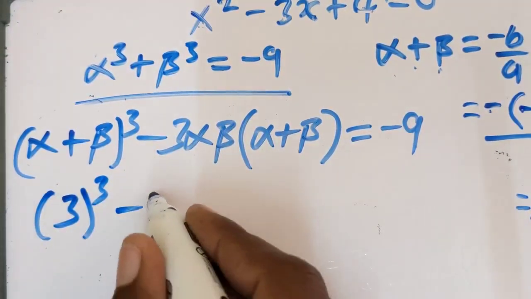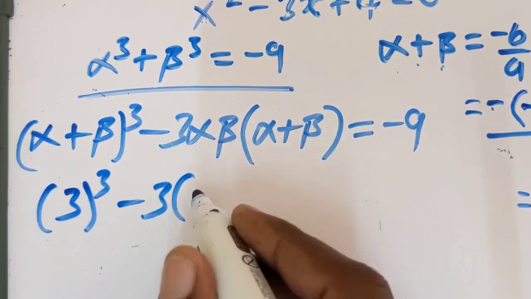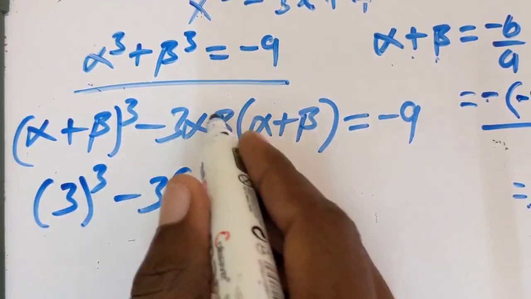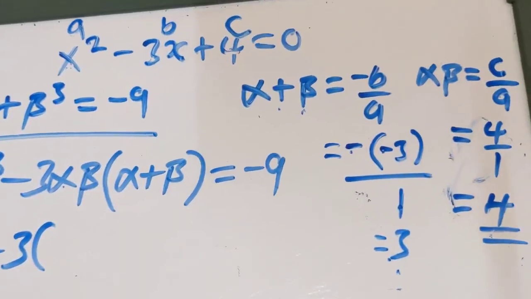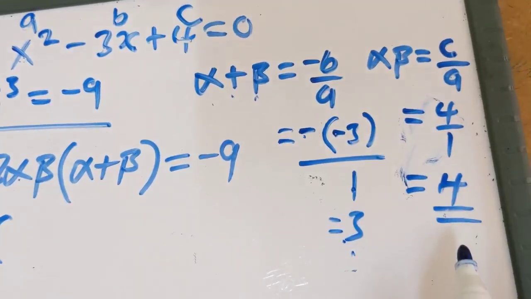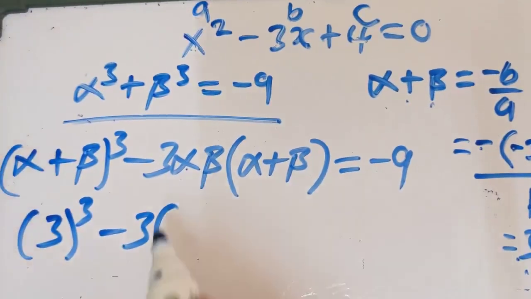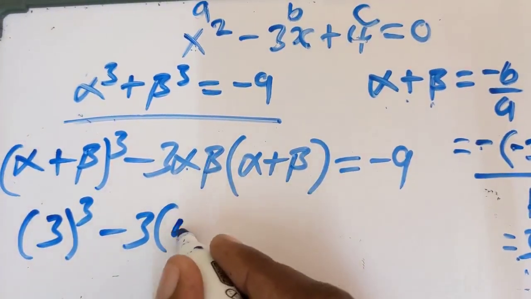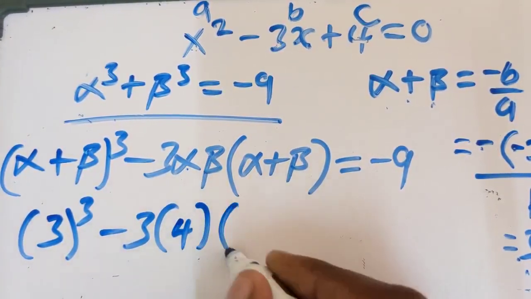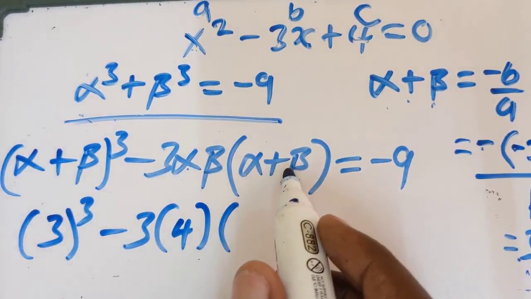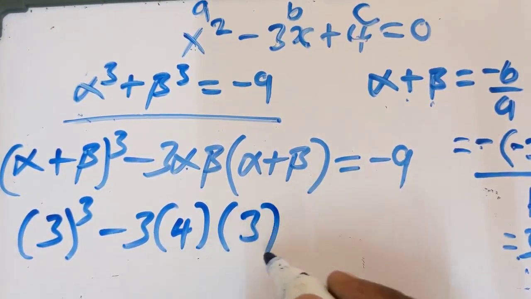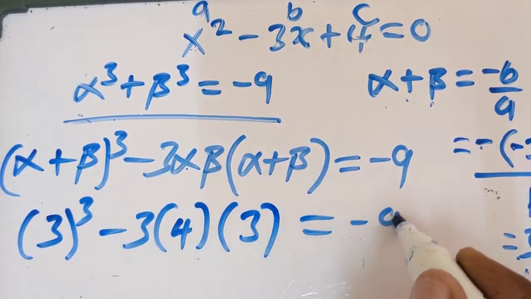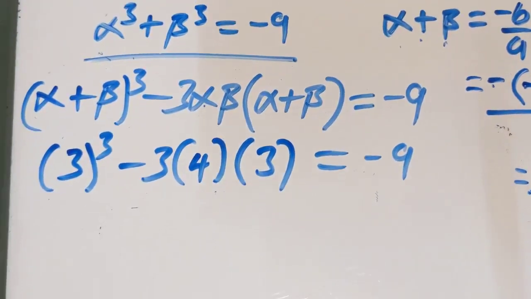Then minus 3 open bracket. What is this? This is alpha beta. Alpha beta, we have said that it is 4, so let's put 4 here. Then multiplied by, this is alpha plus beta, which is 3. We have said that it is 3. So it is equal to negative 9. Let's find out if it's equal to negative 9.